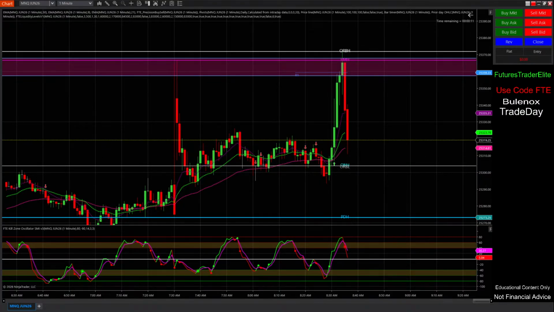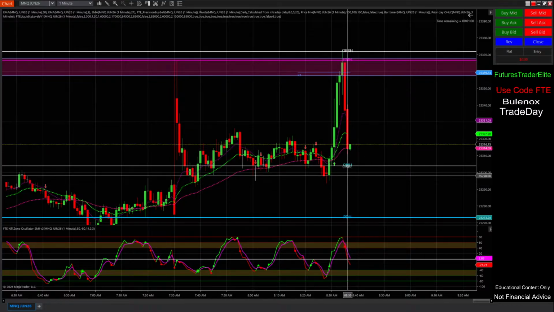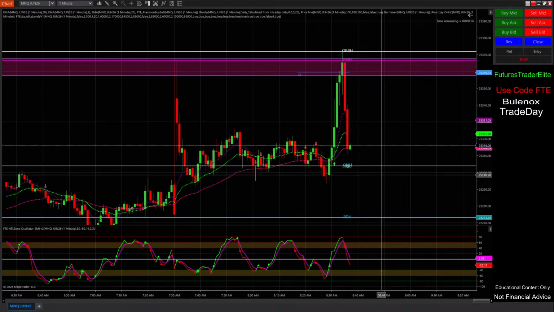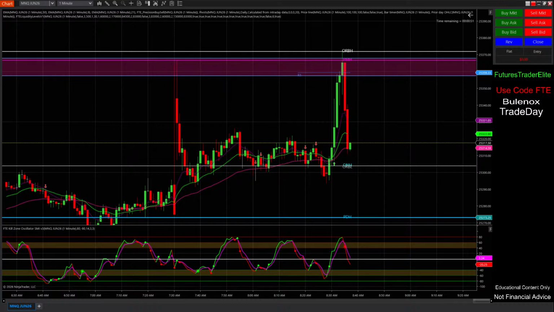Morning, Gore. You know, they couldn't really get below the overnight high after they spiked here. They kind of consolidated down here. So let's see what they want to do here.